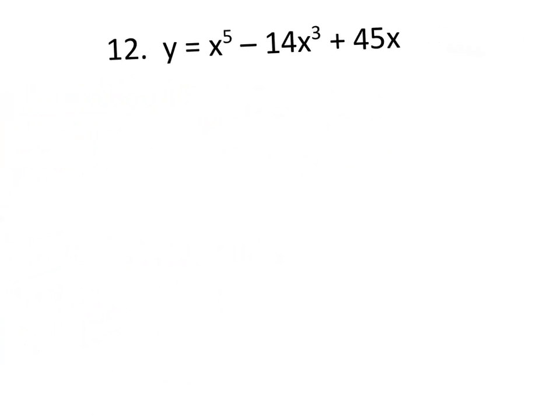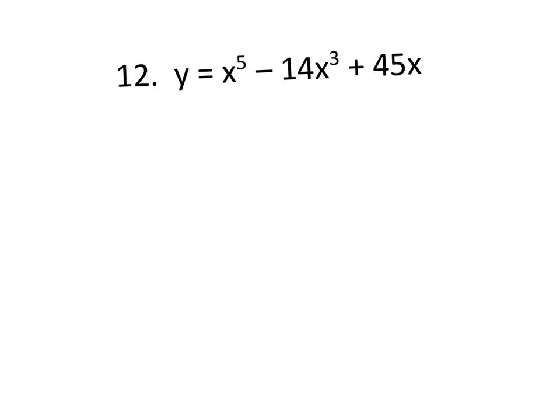All right. Oh, I lied. We are doing an x to the 5th here. Forgot about this one. Okay, well, I can factor out an x. And then what's left is x to the 4th minus 14x squared plus 45. And then I think this is factorable. Let's check it out.